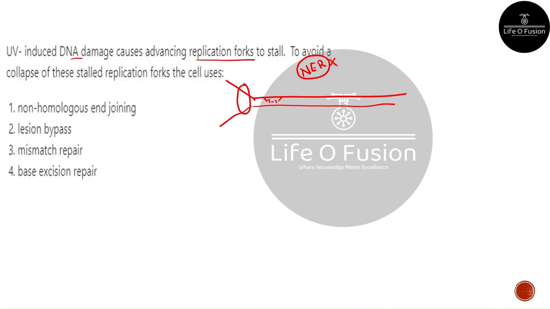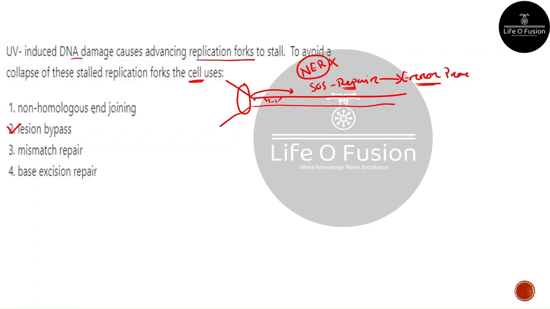So here what happened, to avoid a collapse of this stalled replication fork, the cell uses a bypass. It's called SOS repair. In SOS repair, it's not 100% repair, it's an error prone repair, meaning errors will still be there. So the answer will be lesion bypass.